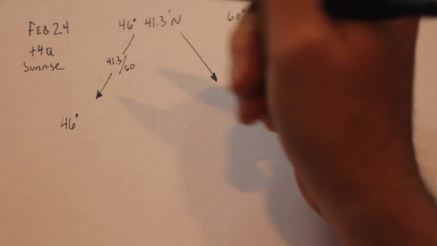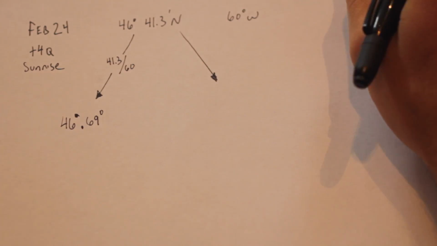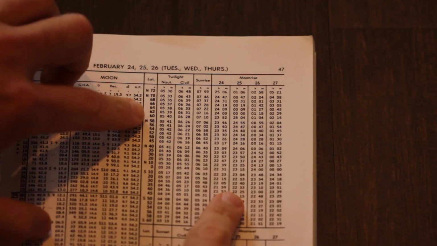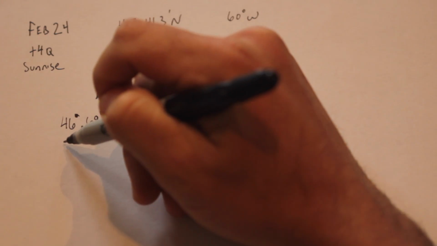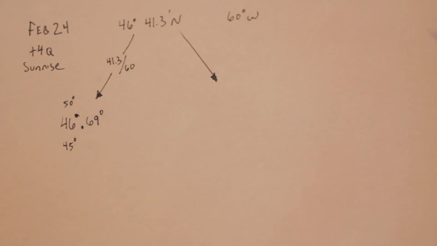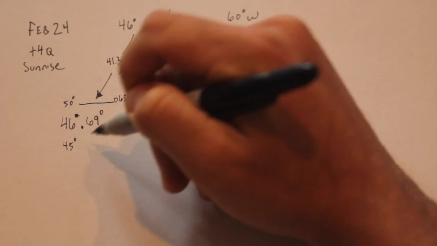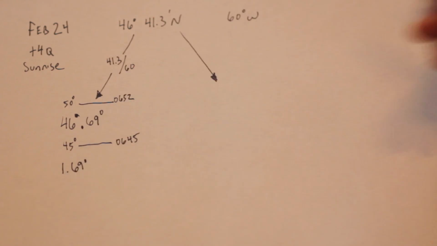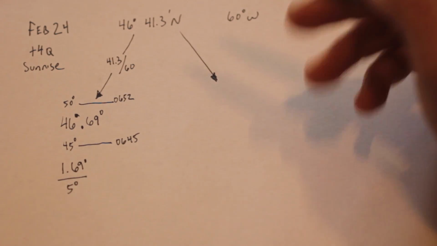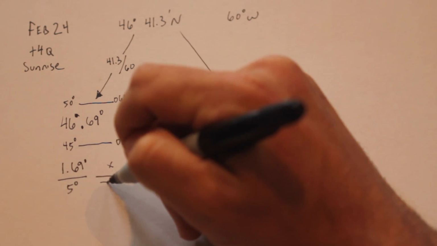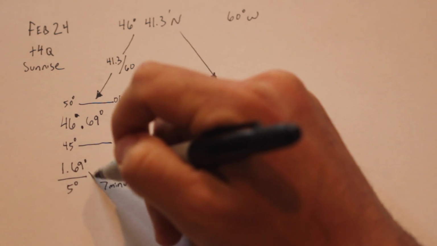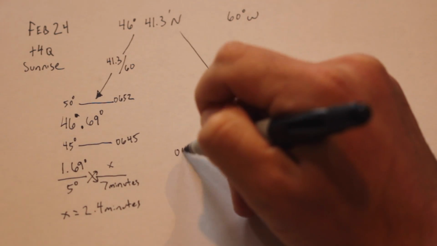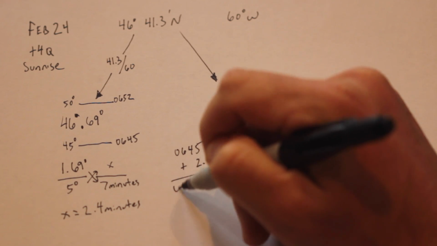You need to convert the latitude into decimal notation by dividing the minutes by 60. Then, pull the bracketing values from the Nautical Almanac and set up a ratio using those values. In this case, we want the value for 1.69 degrees between 40 and 45 degrees. Given the sunrise times for the tabulated values, the ratio is therefore 1.69 is to 5 degrees, as x number of minutes is to 7 minutes. Using cross multiplication to solve it, we can see that x is about 2.4 minutes, so we need to add 2.4 minutes to our tabulated time.